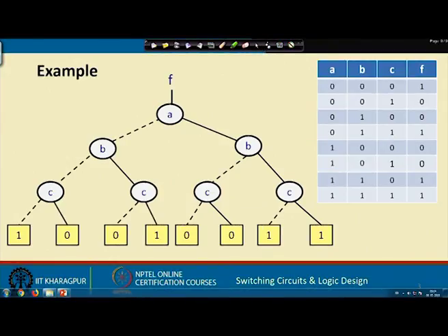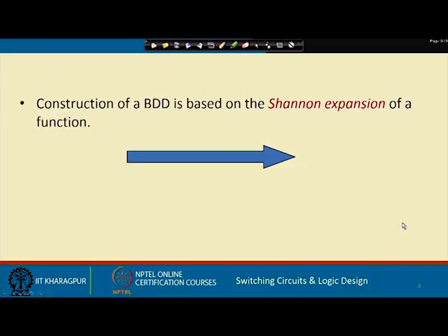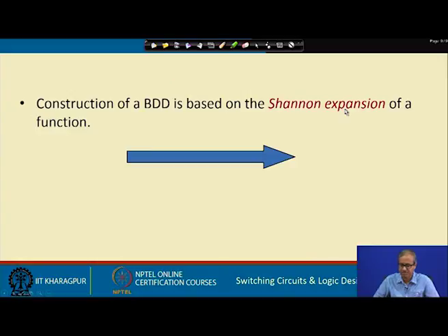Okay. Let us move on. Earlier we talked about Shannon's decomposition theorem. We again revisit that same thing, Shannon's expansion of a function. The idea here is that we can construct a BDD from a given function by repeated applications of the Shannon's decomposition theorem, or Shannon's expansion theorem.